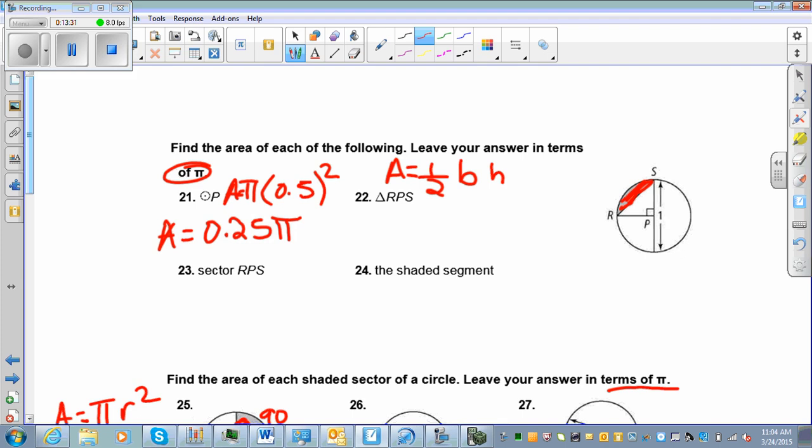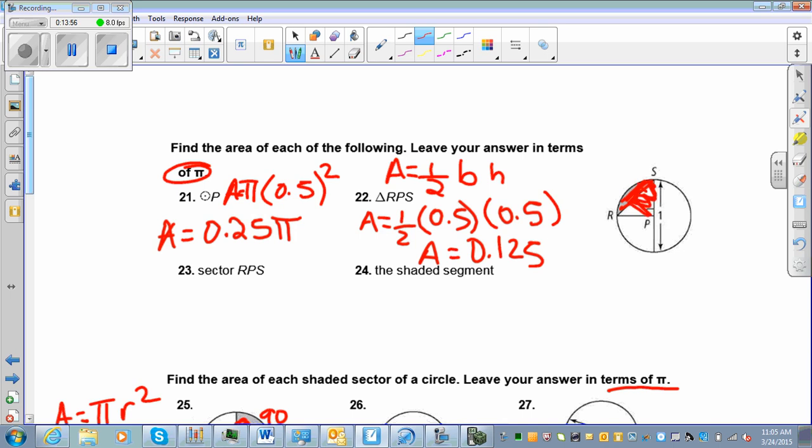The base is half and the height is half. So the area of the triangle is 1/2 times 0.5 times 0.5. So this would give you 0.125. That's going to be the area of the triangle. And thirdly, number 23 is asking you what is the sector? What is the whole shaded? If this was all shaded, what would that answer be? That is what you have to find.